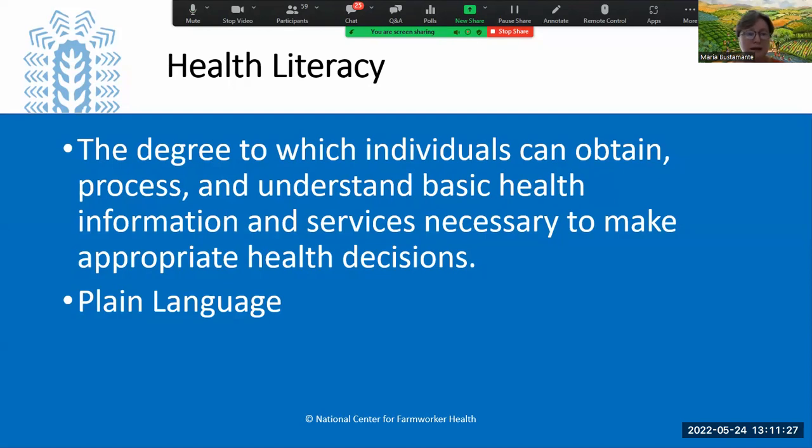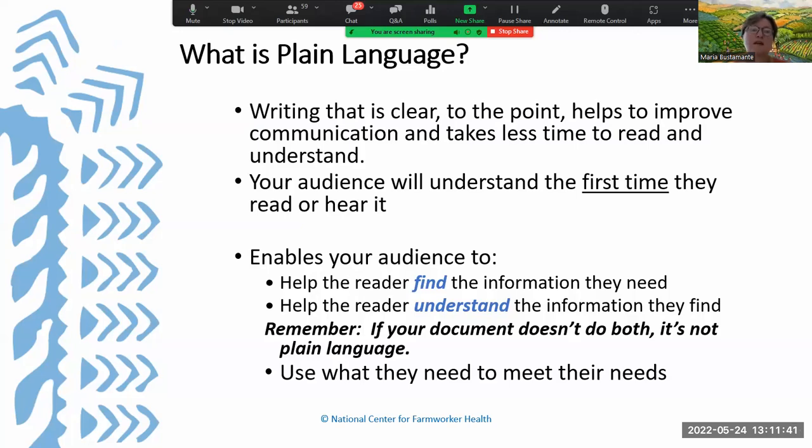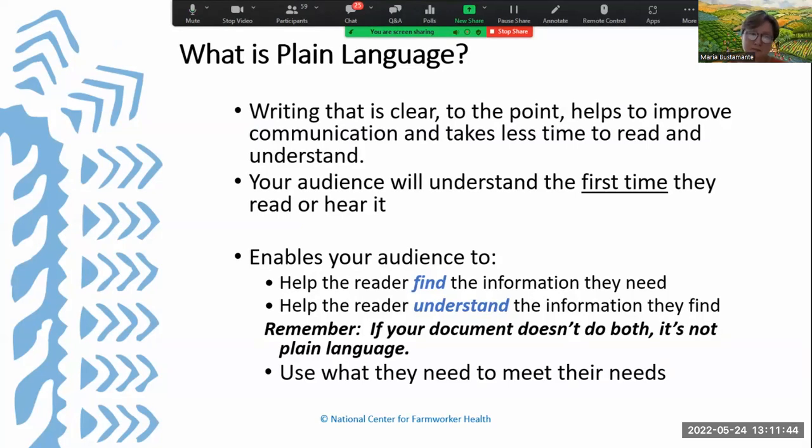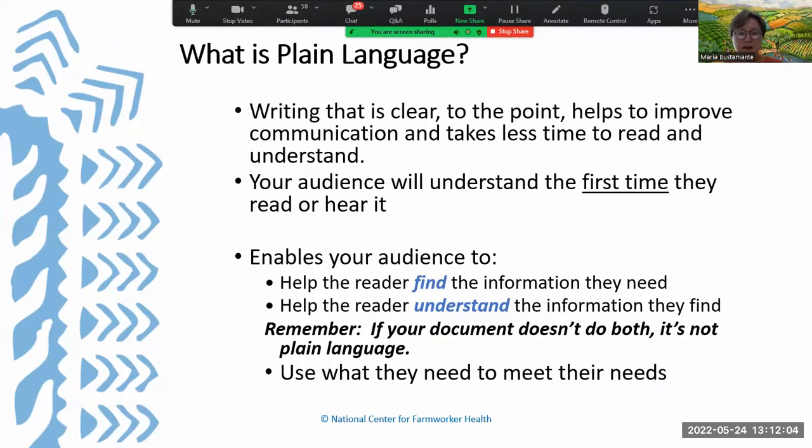And we're gonna go into plain language a little bit more, because I feel that between all of the different characteristics that we're gonna be analyzing in our materials audits, plain language is one of the key ones. So what is plain language? Plain language is writing that is clear, to the point, helps to improve communication, and takes less time to read and understand on the patient side. So you can grab that flyer of world records, look at it, and clearly understand the point really quick. You don't have to read it again to see what it means. Your audience will understand the first time they read or hear it.